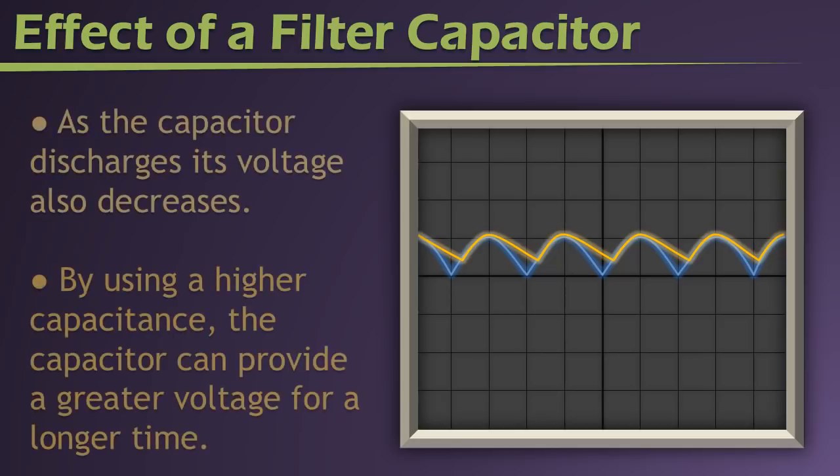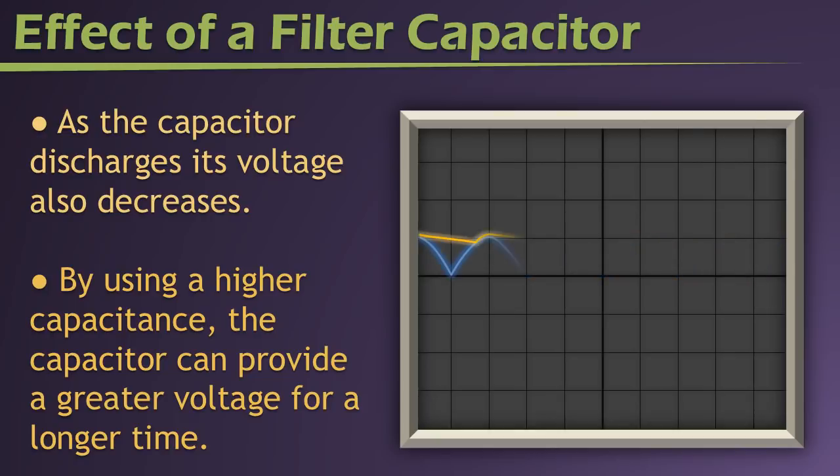And so, as the capacitor discharges, as the charge rushes out of that capacitor and through the load, its voltage also decreases a little bit. And that's what you see here, this relatively straight ramp downwards. The reason that happens is because as the charge exits the capacitor, less charge in a capacitor means there's less voltage across that capacitor. And now, say we used a higher capacitance. Well, if we use a higher capacitance, the capacitor can provide a greater voltage for a longer amount of time. And that's useful for us because now you see the voltage doesn't dip down nearly as much. And we'll see how that'd be helpful in a second.